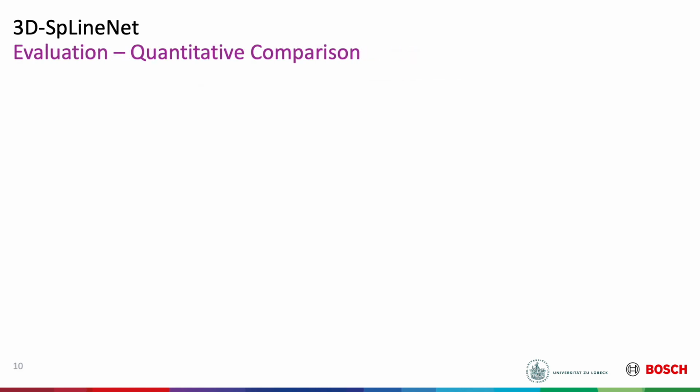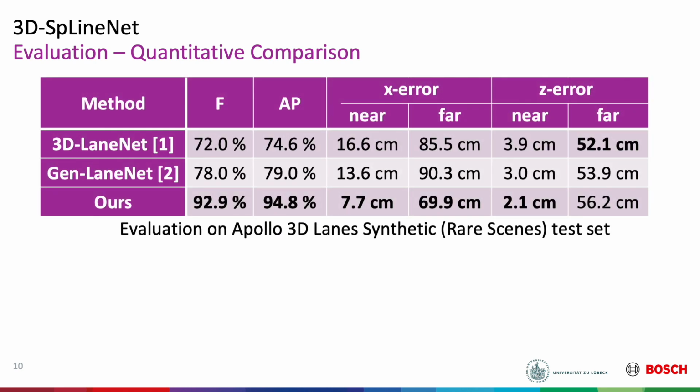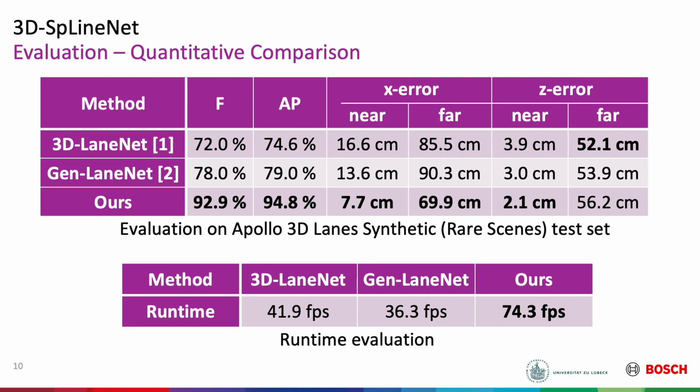We evaluate our approach on a synthetic dataset named Apollo 3D Lane Synthetic and compare it to two anchor-based approaches, 3D-LaneNet and GenLayNet. Here we show the performance of each method on the challenging rare scenes test set. Note that our 3D-SpLineNet outperforms the other methods with respect to the detection scores by a large amount and also achieves lowest geometric errors with respect to most criteria. Since our method does not require time-consuming post-processing, it also achieves lowest runtime.